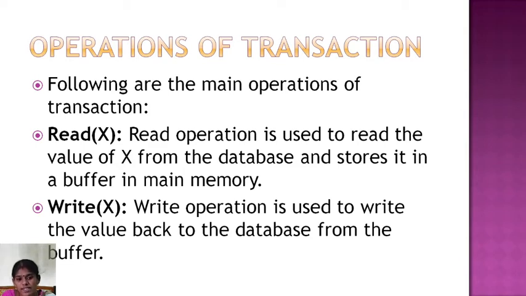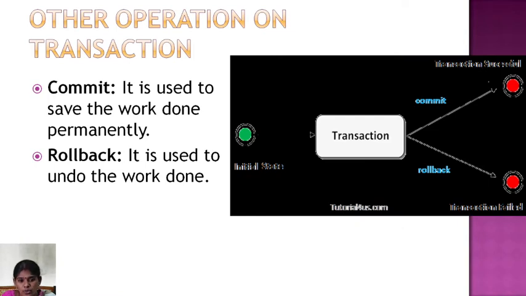So that is the next consistent state. Write means it performs the data value to the database, writing the data to the database. The next ones are the other two operations: one is the commit operation and another one is the rollback operation.